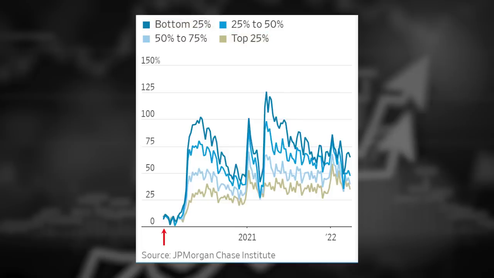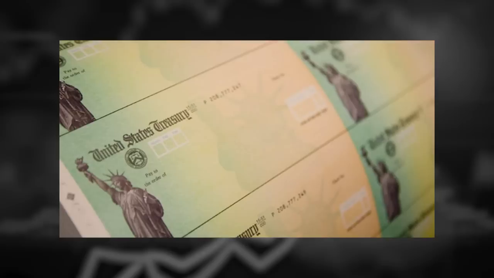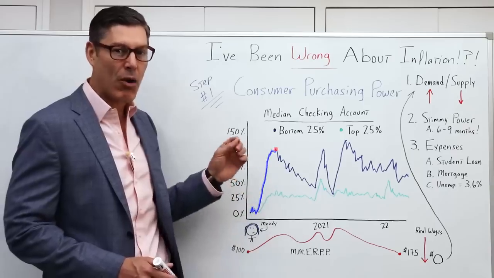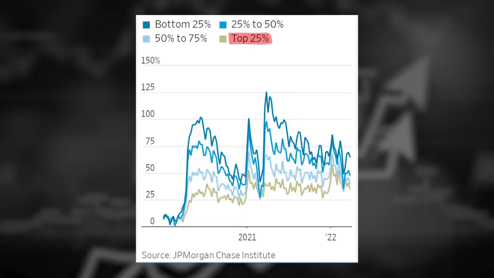So going back to 2019, we start at 0% increase in their checking accounts, and then it goes completely parabolic. In fact, the bottom 25% after the first round of stimmy checks got up over 100% of what they had in their checking account just going back to 2019. Think about what that did for aggregate demand. And at the top 25%, their checking account balance went up by almost 50%.